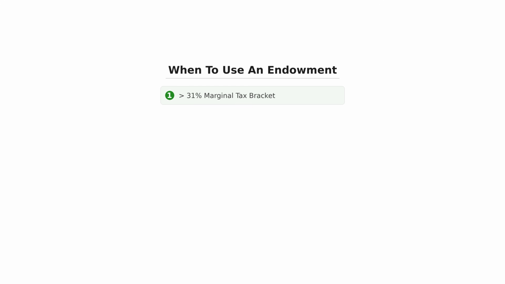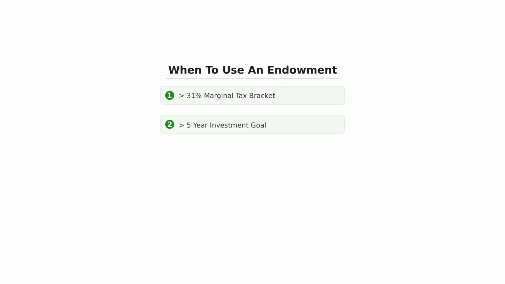Alright, so here's my checklist for when an endowment could be used. Firstly, if you are in the 31% marginal tax bracket or higher. If you are not, then the flat 12% capital gains and 30% interest tax rates won't make sense for you, and you might actually end up paying more taxes than within a normal taxable investment. Secondly, if your investment goal is more than 5 years away. Although you will have the option to make one withdrawal before the end of the 5-year restriction term, you should not be putting money into an endowment that you will need anytime soon.